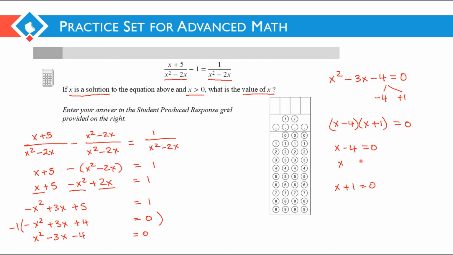And this gives me x is equal to 4. And x is equal to -1. And in this case, we have to choose our x equals 4 because we know that x must be greater than 0. So our correct answer in this case is going to be x is equal to 4.